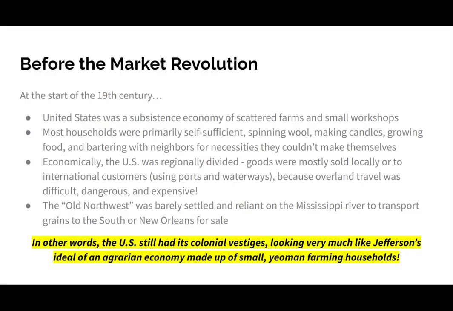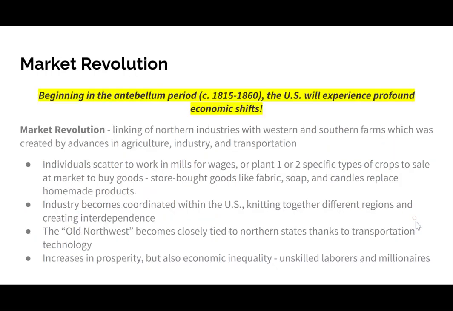In other words, the US still very much had colonial vestiges. It looked a lot like it did when it was colonies, and it also looked very much like Thomas Jefferson's ideal of this agrarian economy made up of small yeoman farming households. Okay, so how did this change? And you probably already have an idea about this, especially if you took AP World History last year.